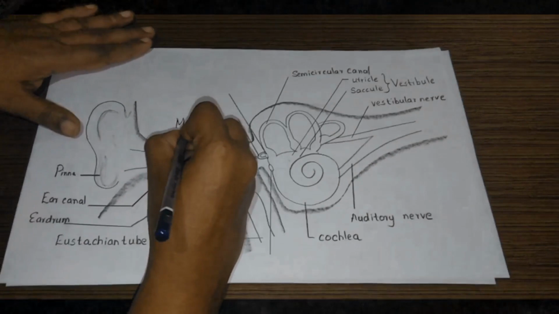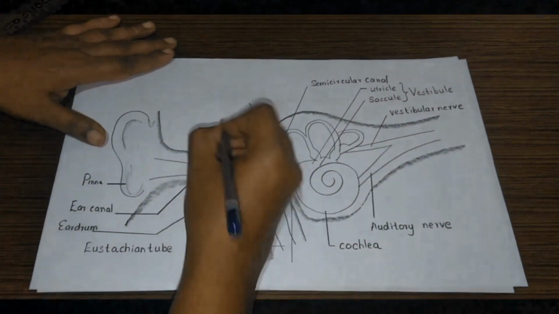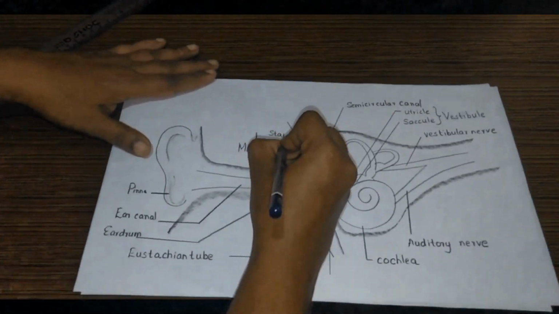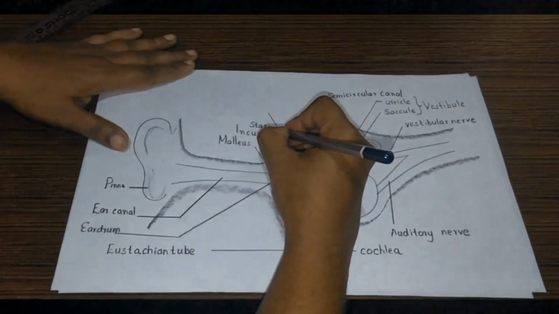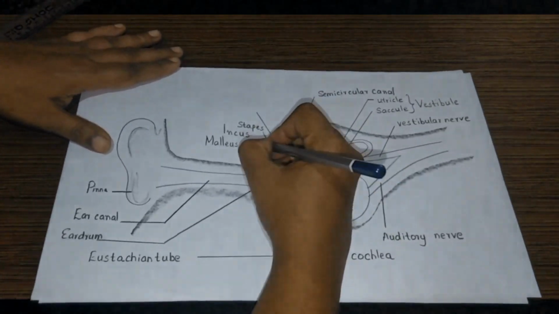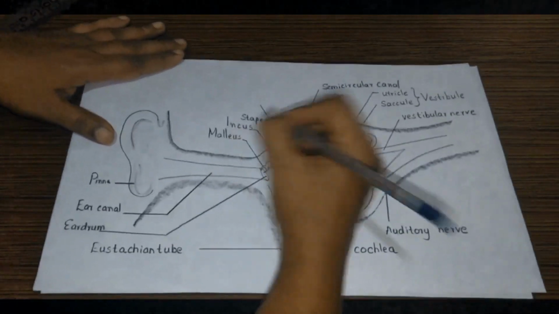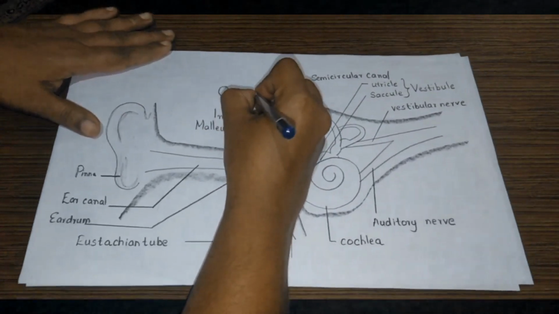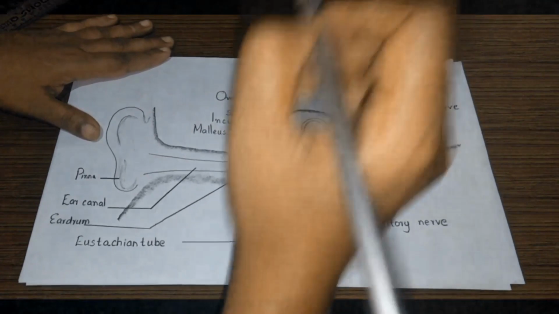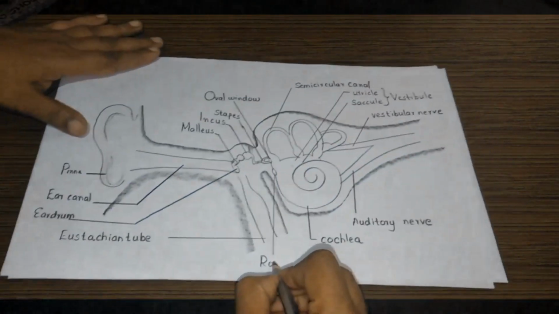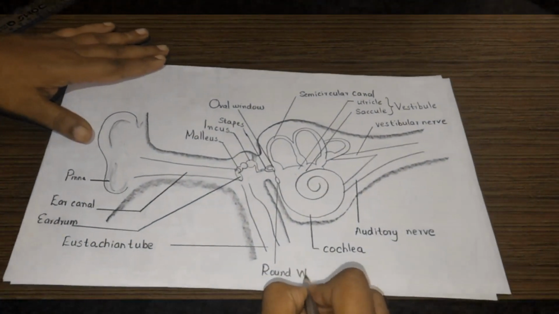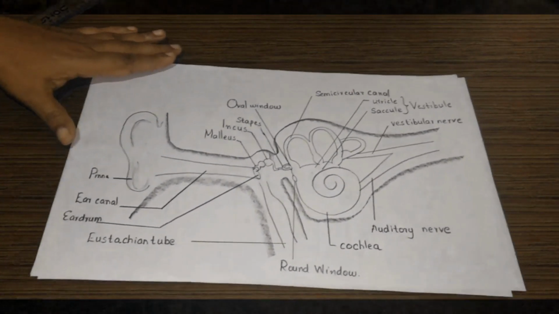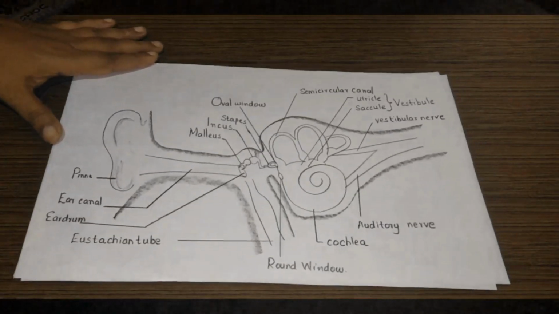So malleus, incus, stapes. So this is the stapes, this is incus and malleus. Then oval window, here round window. Okay, so all the parts are labeled here.